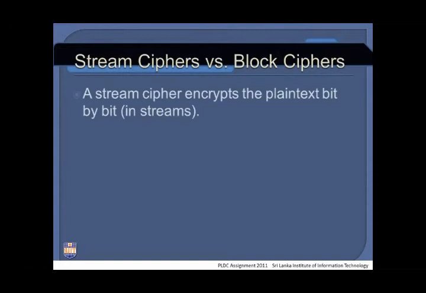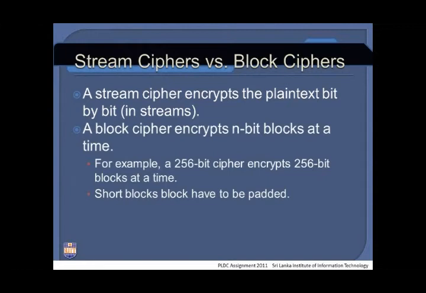Stream ciphers versus block ciphers. In this section, we have emphasized the differences between stream ciphers versus block ciphers. A stream cipher encrypts the plain text bit by bit in streams. A block cipher encrypts n-bit blocks at a time. For example, a 256-bit cipher encrypts 256-bit blocks at a time. Short blocks have to be padded.